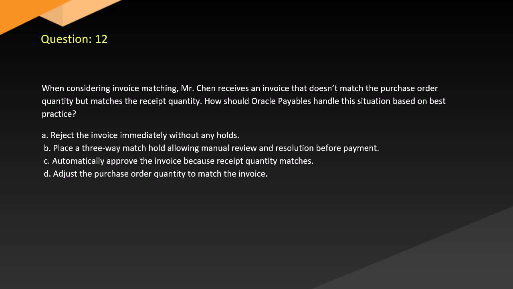A. Reject the invoice immediately without any holds. B. Place three-way match hold allowing manual review and resolution before payment. C. Automatically approve the invoice because receipt quantity matches. D. Adjust the purchase order quantity to match the invoice.